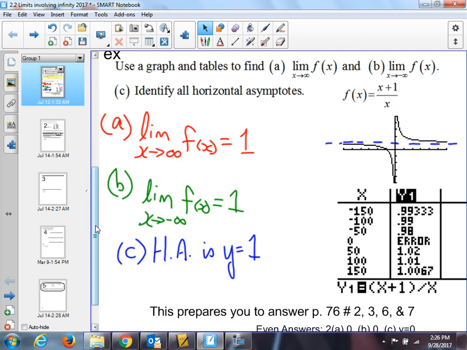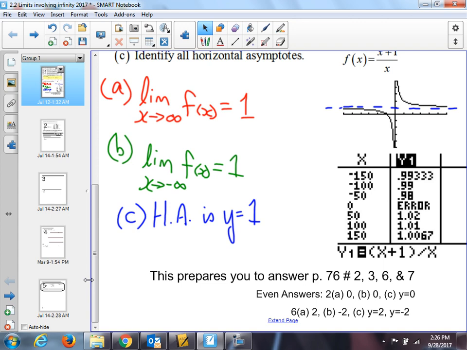Okay? This prepares us to answer page 76, problems 2, 3, 6, 7. Anyways, I gave the even answers there in case you need them. Now, I'm going to move on, but I'm just mentioning that that's what this is all about.